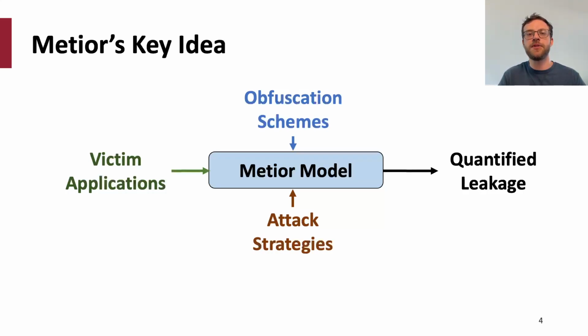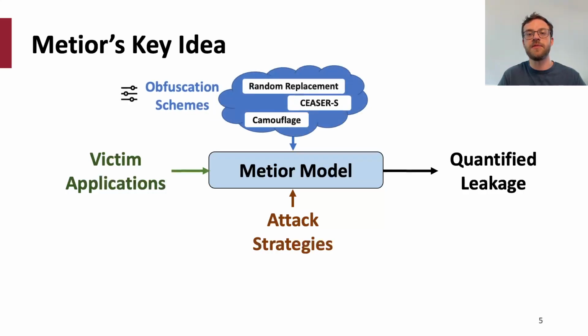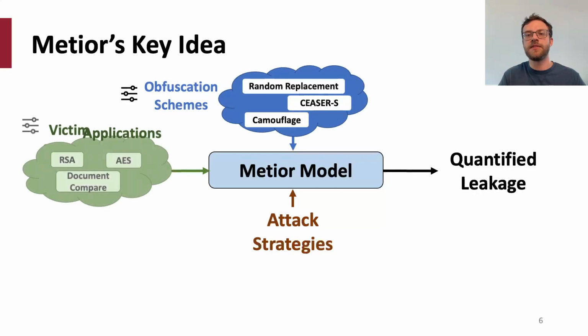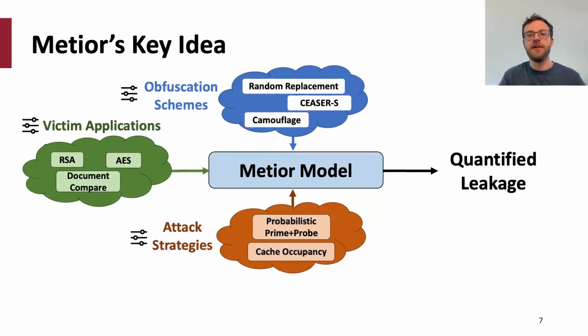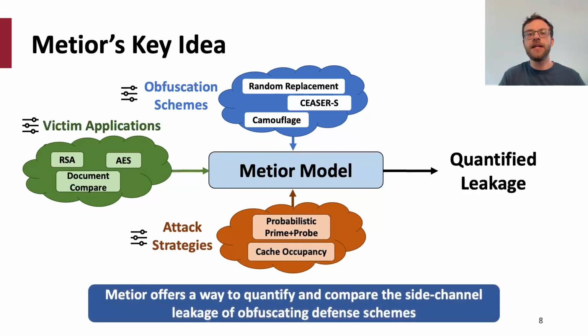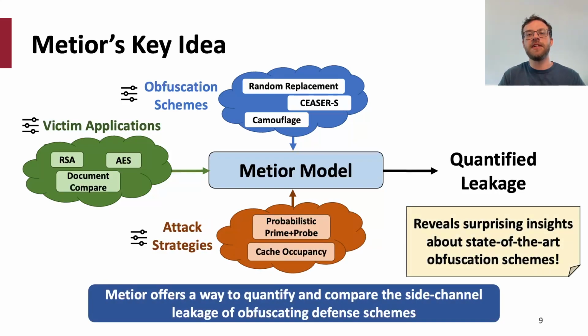This model allows Metior to evaluate and compare the leakage of different state-of-the-art obfuscation schemes, such as skewed CEASER, real victim applications, such as RSA and AES, across wide classes of attacks. This leakage quantification can help mitigation designers better understand and compare the leakage of their defense schemes prior to deployment. Using Metior can reveal surprising insights into the underlying properties of these state-of-the-art schemes.